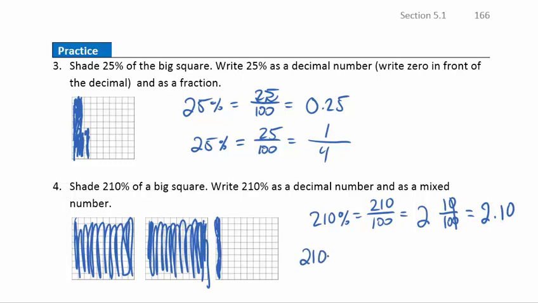Okay, now 210% as a mixed number. And that's essentially what I did up here. 100 goes into 210 2 whole times with a remainder of 10 hundredths left over. So that would be 2. And again, dividing a 10 out of each of these, which in a sense gets rid of the 0 on the end, that would be 2 and 1/10 as a mixed number.